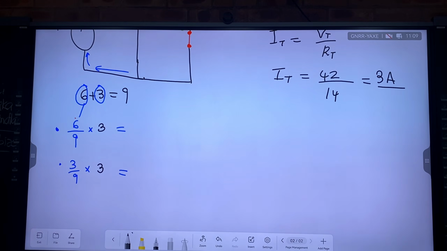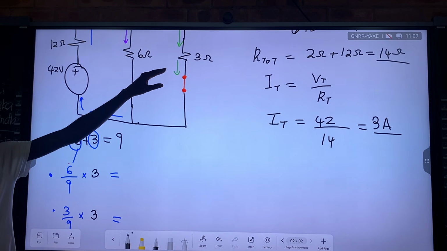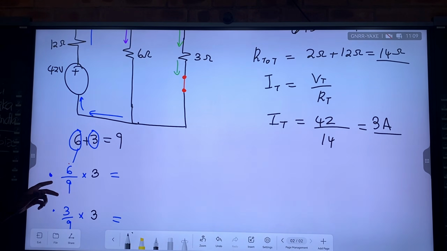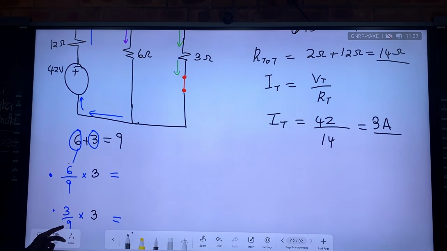of current. The question is, for the 3 ohms resistor that we are interested in, which portion will you get: 6 over 9 times 3, or 3 over 9 times 3? 6 over 9 times what? Times 3. You might say that because the resistance is 3 ohms, it's 3 over 9 times 3.